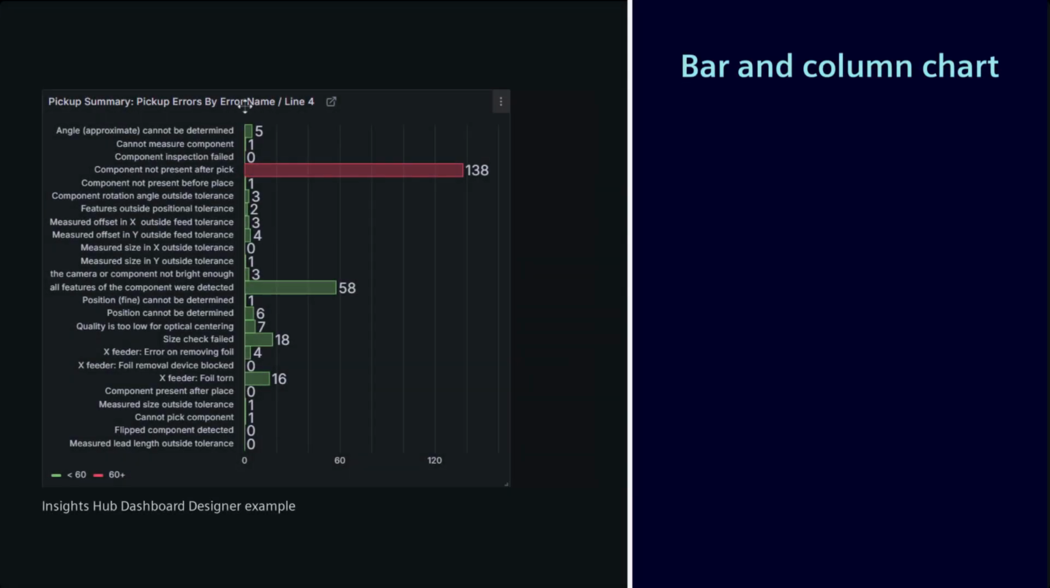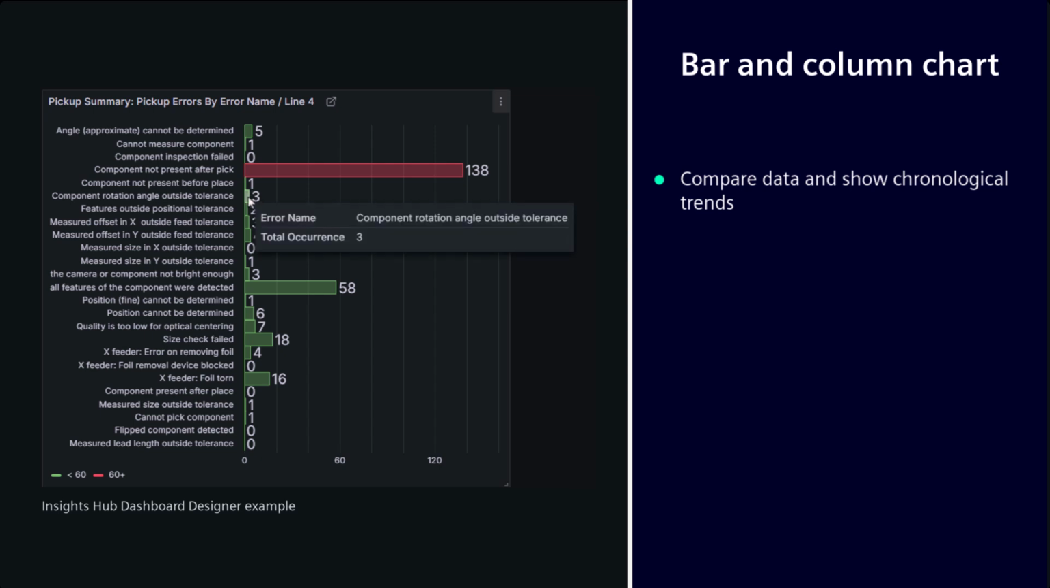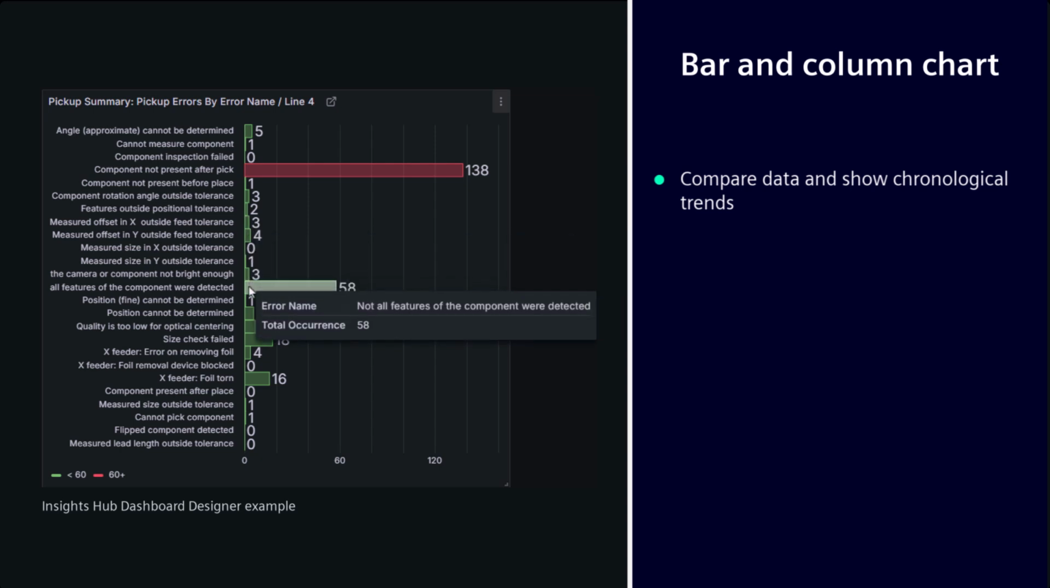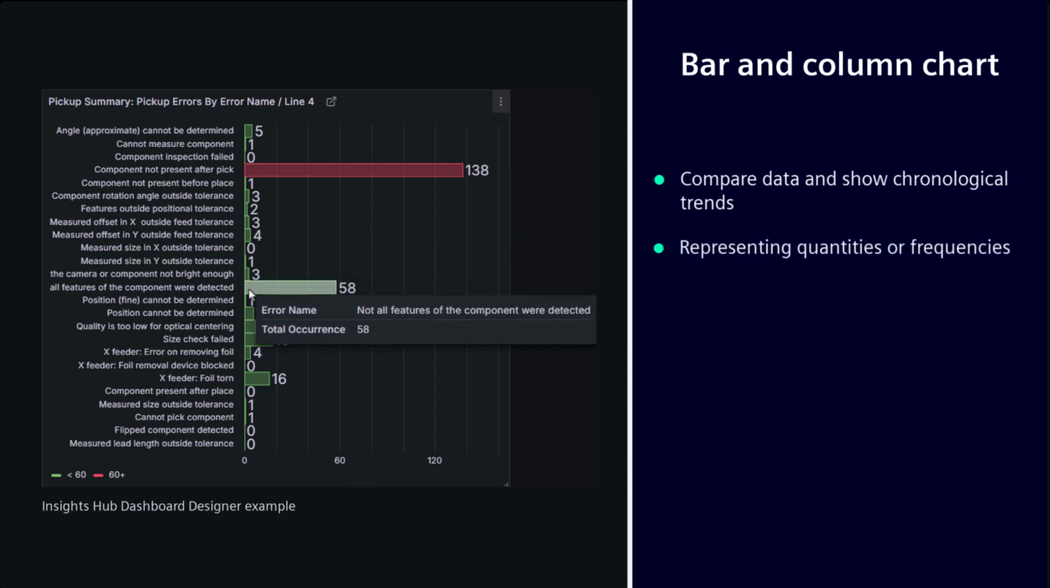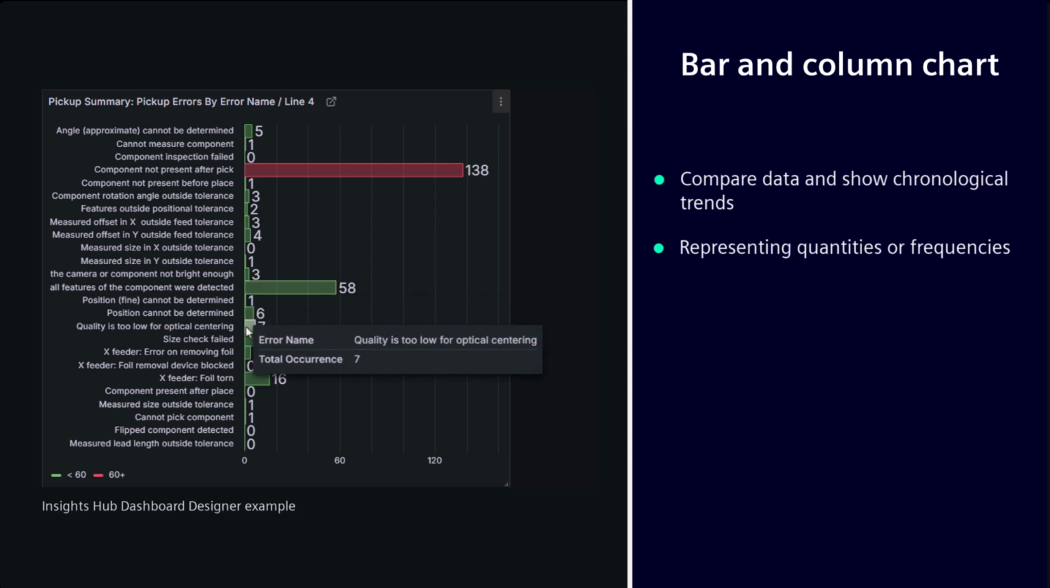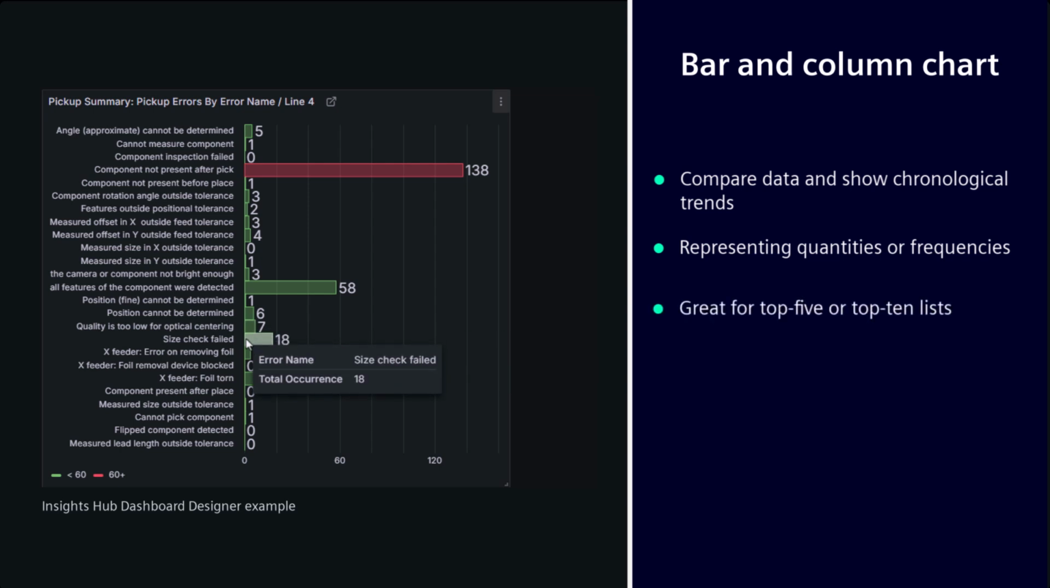Bar and column charts are one of the most frequently used chart types. They are effective for comparing data across different categories and showing chronological trends. Bar charts are usually used to represent quantities or frequencies, and thus make it easier to interpret the data. In such charts, it is also possible to combine different categories. The most common utilization is to visualize top 5 or top 10 lists.